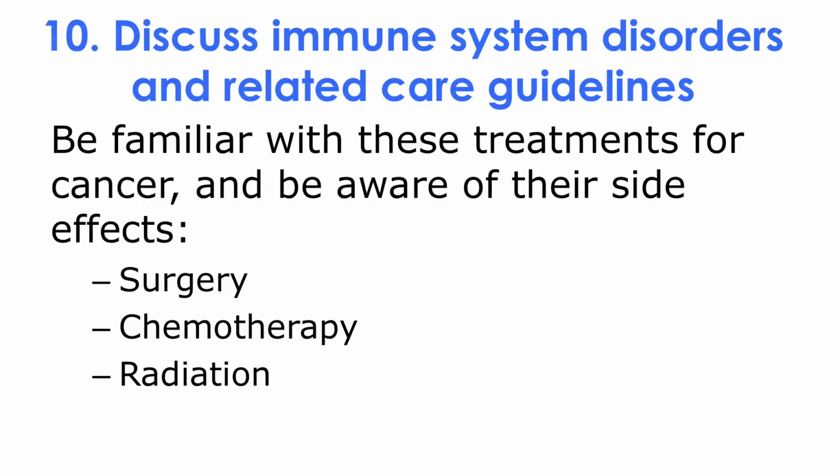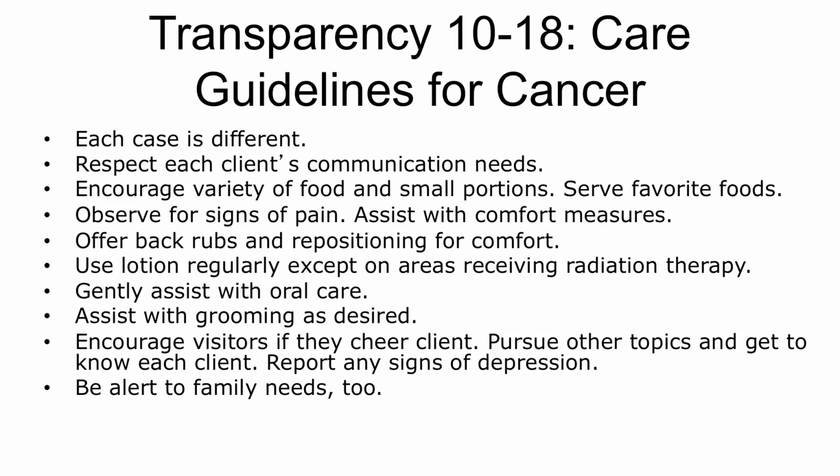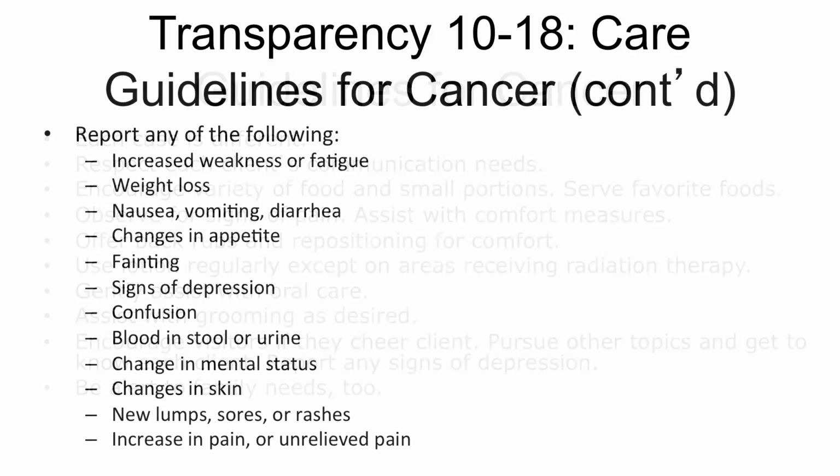All right, we need to be familiar with treatments for cancer and be aware of their side effects, such as surgery, chemotherapy, as well as radiation. Each case is different. With somebody who has cancer, we need to make sure that we respect each client's communication needs. We want to observe signs and symptoms and how we can be comforting to the patient, how we can alleviate their symptoms and be there for them. We want to assist them, especially with oral care or any other care we need to give them. If need be, assist with grooming as desired. Always make sure that we're there for the client. We cheer for the client. We want to be supportive and also alert to the needs of the client as well as the family.